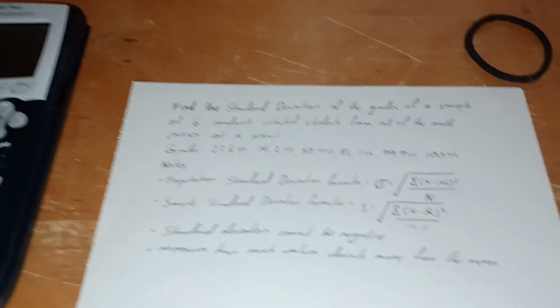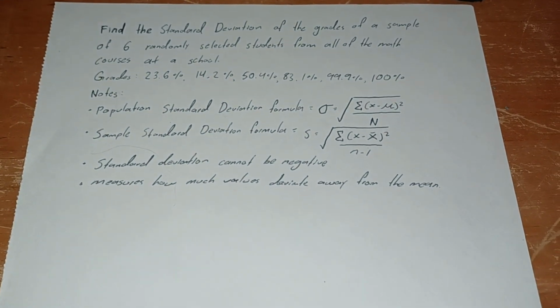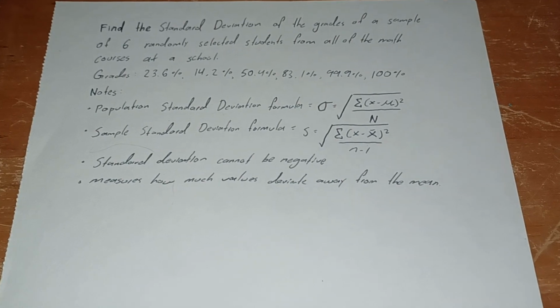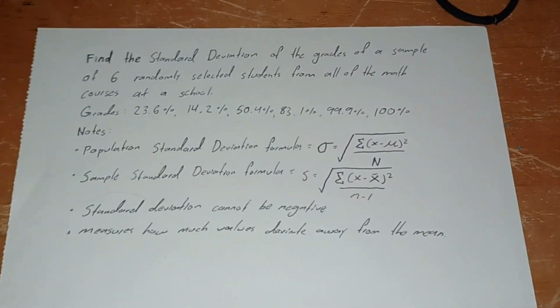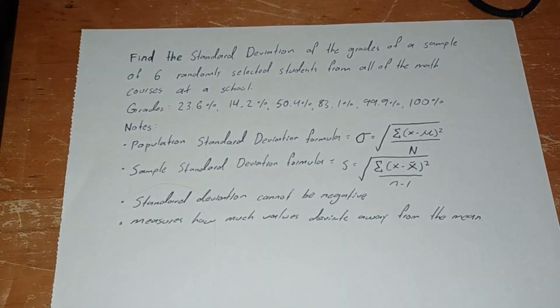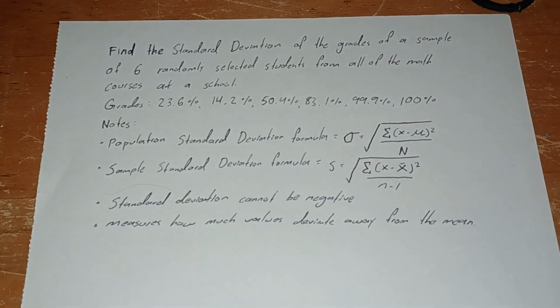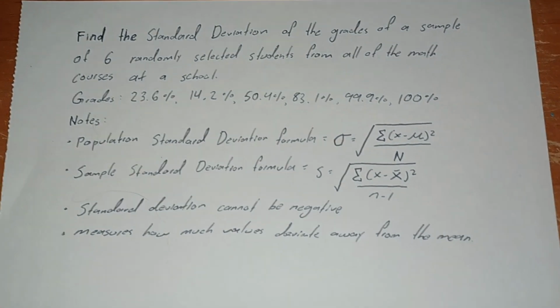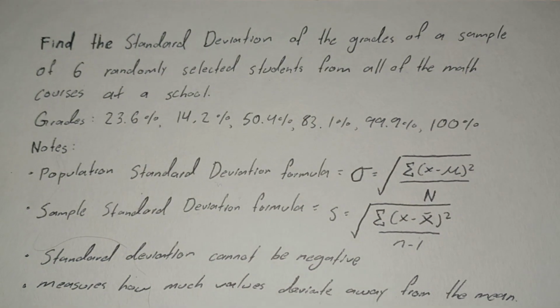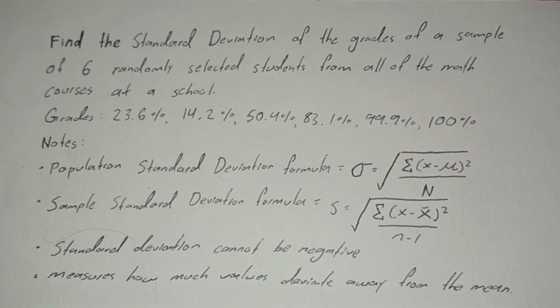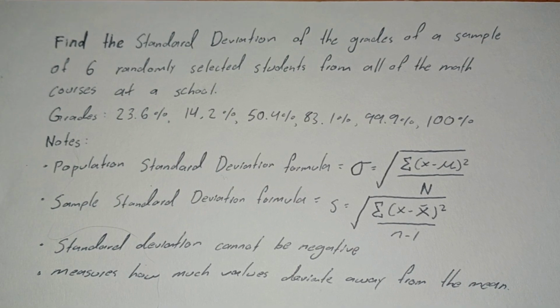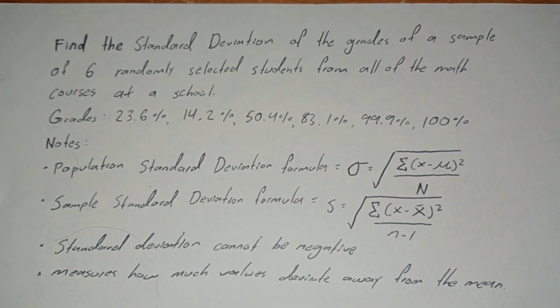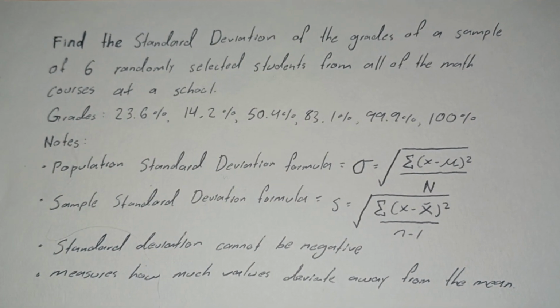Alright, today we are going to find the sample standard deviation. In the last video we did a population standard deviation. We are going to start by reading the question. Find the standard deviation of the grades of a sample of 6 randomly selected students from all of the math courses at a school.